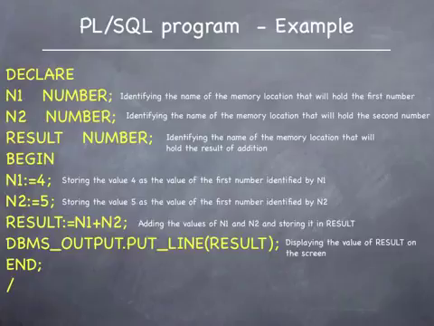The values of n1 and n2 were added and stored in the variable called result. Then we displayed the value of the variable result by using a DBMS output line statement. Finally, the program ends with the keyword end.